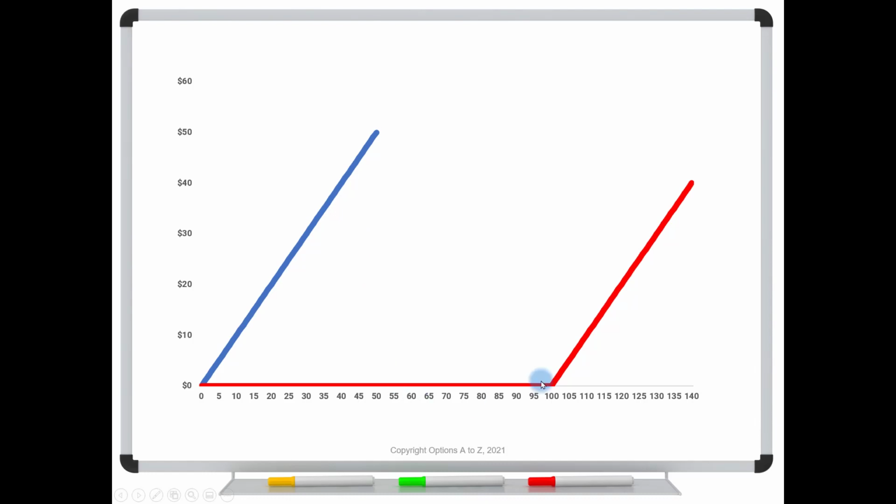Over to the right, we have a similar line, but it doesn't start until 100. So I'm assuming that we are looking at a $100 call, and it's also on this 45-degree angle. Notice that this red line is parallel to the blue. It's just that it's shifted out by $100. It doesn't come into play until the stock hits $100 or higher. But at that point, at expiration, the option will capture dollar for dollar, just like the stock. So that's why they're running parallel.